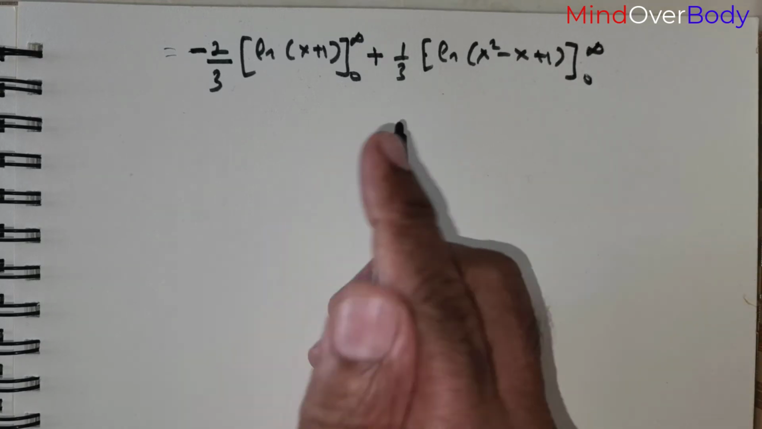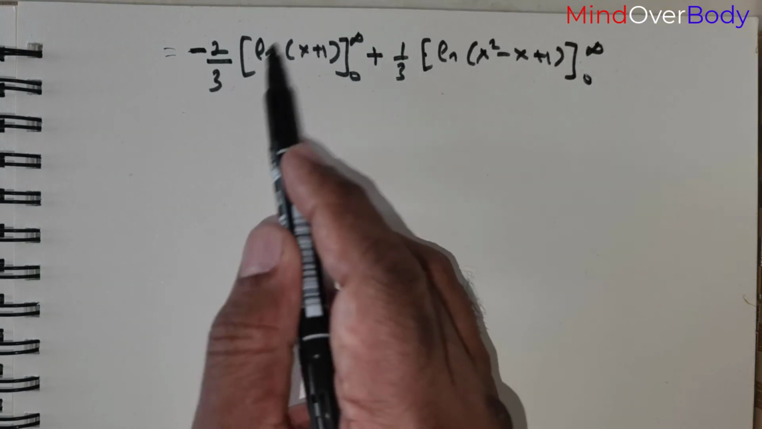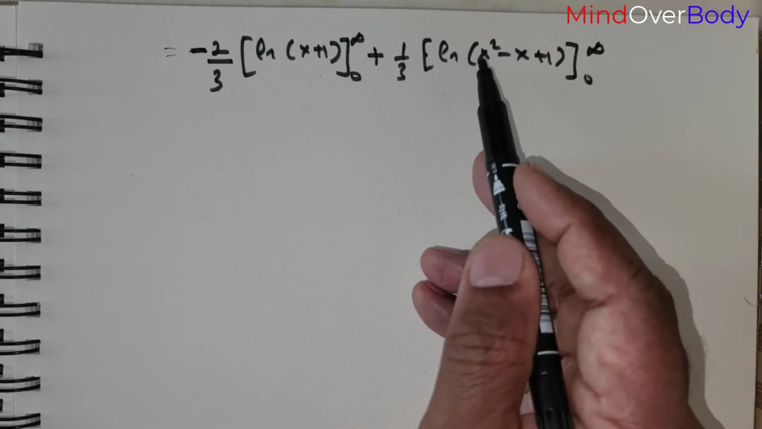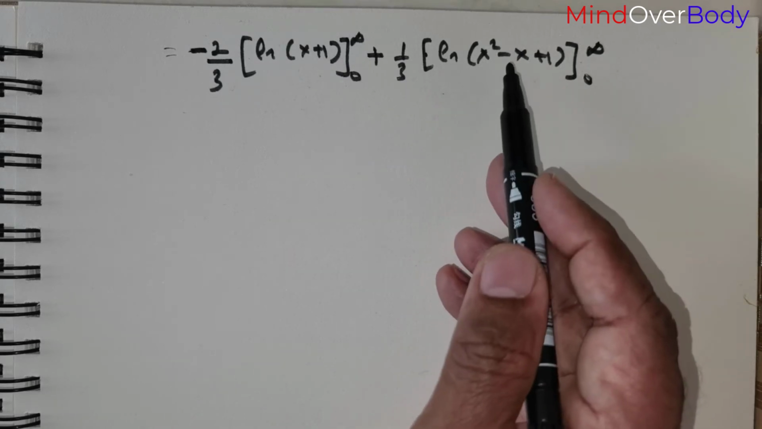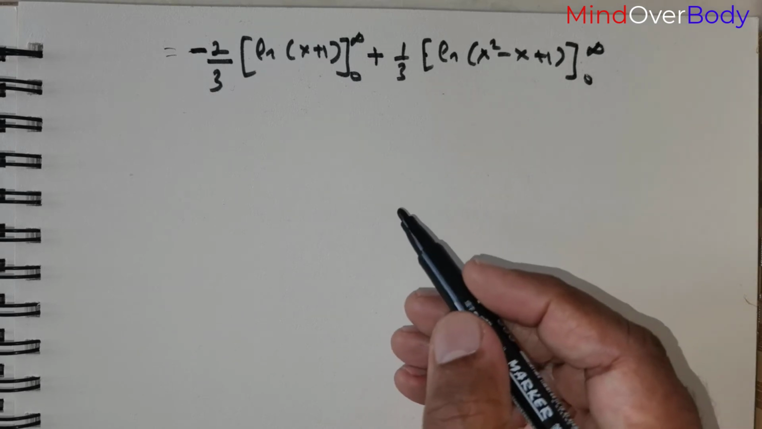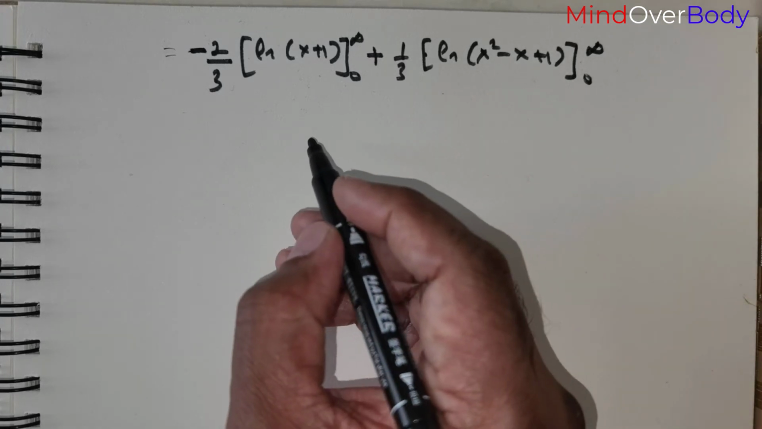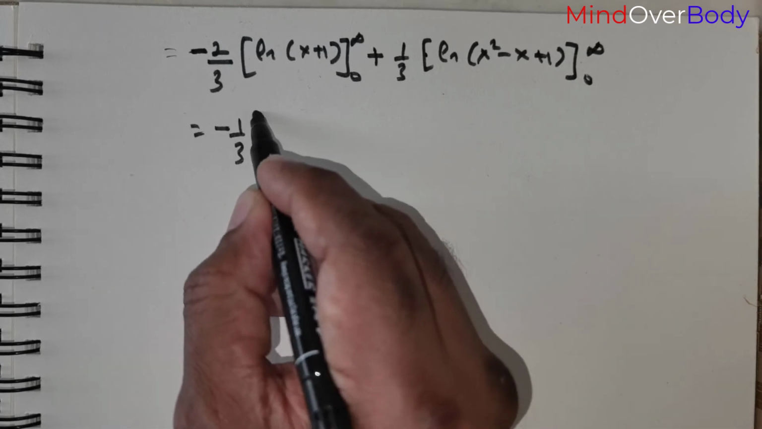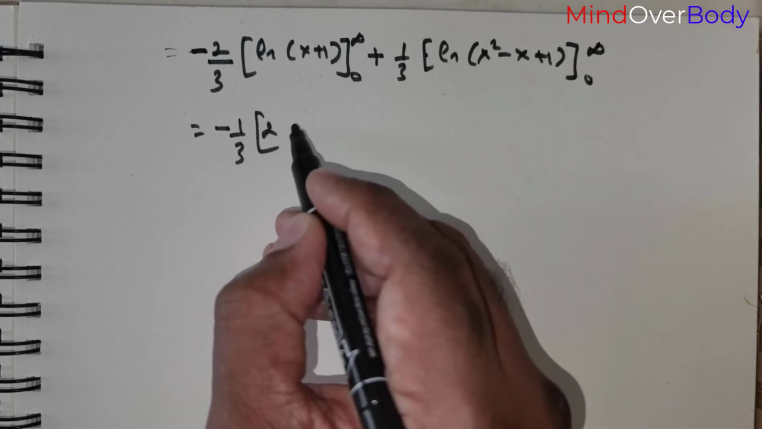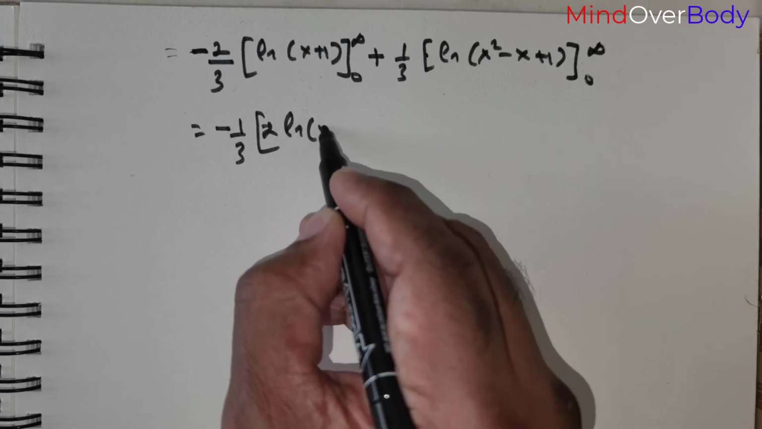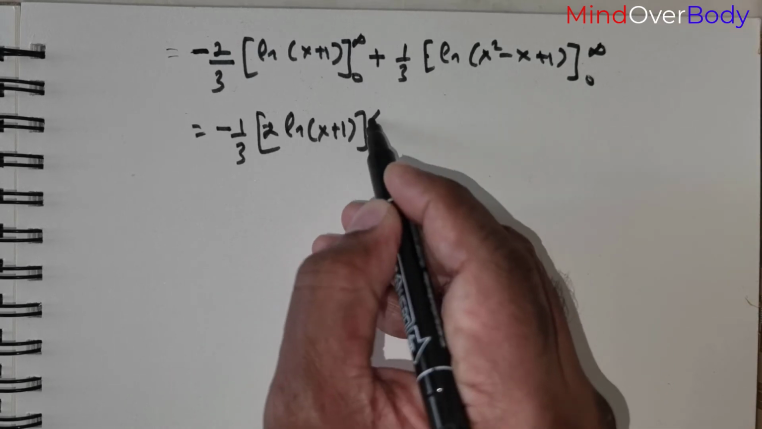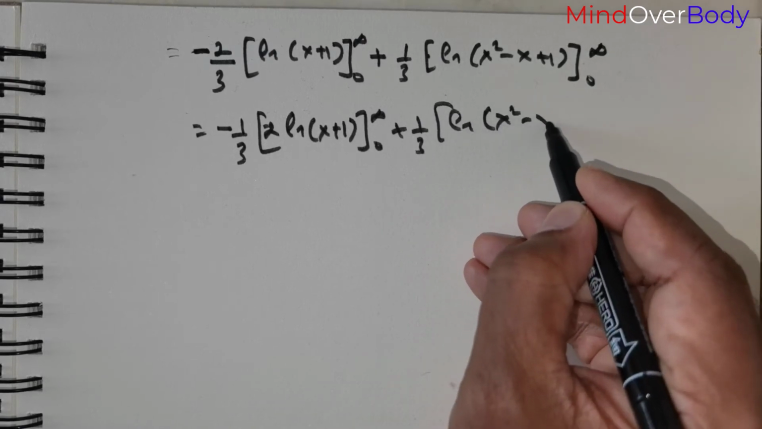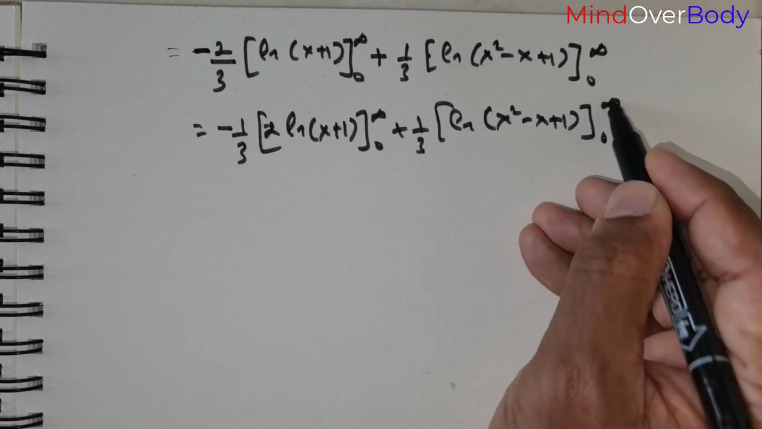Now my idea is I would like to rewrite this first component as some constant times the second component. So only then we can simplify it, right? We have to solve it. So for that, what I wish to do is I would like to rewrite this as negative 1 over 3, and then I will take the 2 inside. So there's going to be 2 times ln of (x positive 1), limits are 0 to infinity, positive 1 over 3 ln of (x squared negative x positive 1), limits are 0 to infinity.